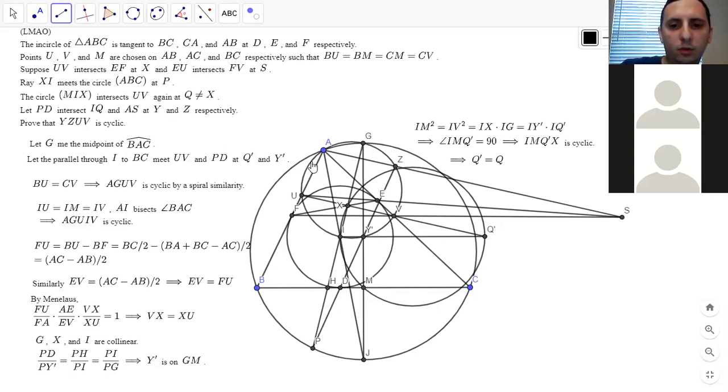How do we know PIY prime J is cyclic? Because angle JPI is 90 degrees, because GJ is the diameter, and angle IY prime J is 90. Okay. All right.